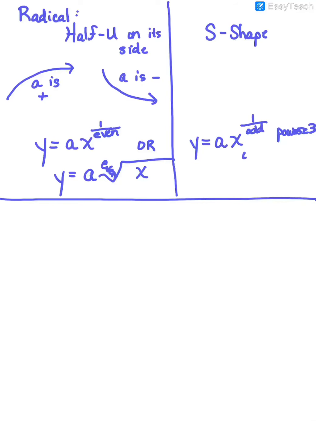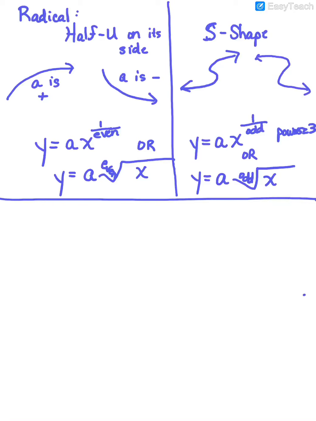Or if it's written in radical form, you'll still have that coefficient out in front, but you'll have some odd number that's part of your index. So cube root of x, fifth root of x, seventh root of x. And so in this case, we get what looks like S shapes in terms of our graph. And it's more like it's stretched out. So, kind of like the S goes to the right at the top and left at the bottom. Or it could be a backwards S, which is almost like the letter Z.